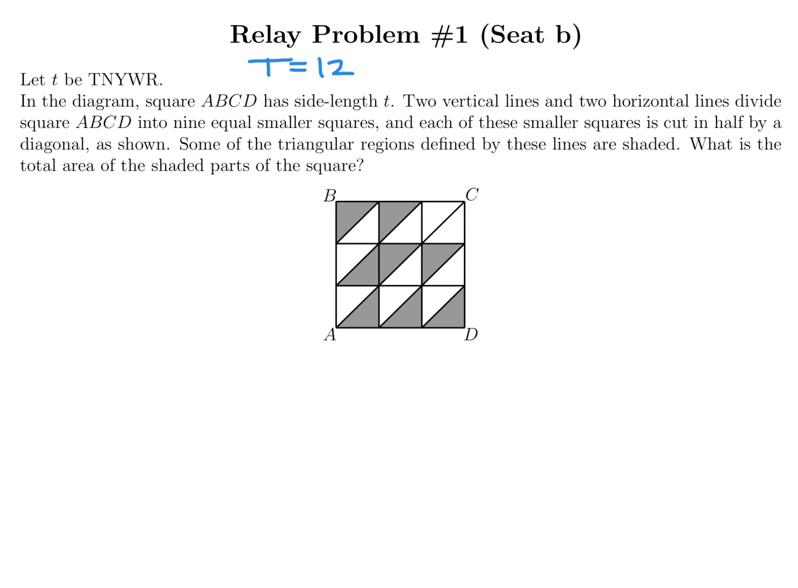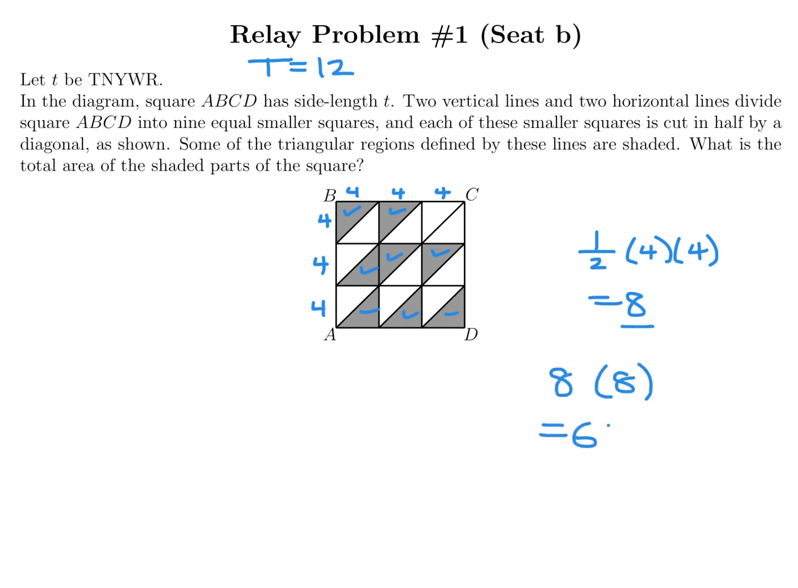Okay, so the side length is 12, right? And since these are equal, this will be 4, 4, and 4, like that. Now each of these shaded guys is a triangle, and its area would be 1/2 base times height. The base is 4, the height is 4, so that's 8. Now how many of them are there? There's 1, 2, 3, 4, 5, 6, 7, 8. There's only 8, and each of them has an area of 8, so 8 times 8 is the total area of the shaded parts of the square, and that is 64.